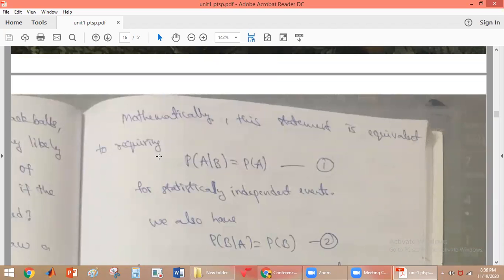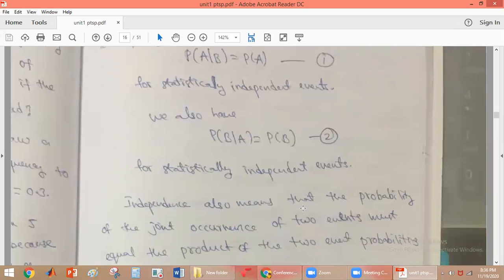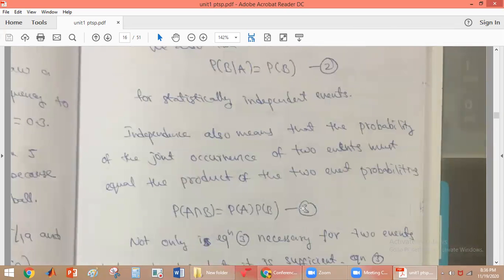So, probability of A given B. B has already occurred, but it does not affect the occurrence of A. That is why its value is the probability of A itself. Similarly, probability of B given A is equal to the probability of B itself. So, independence also means that the probability of joint occurrence of two events must be equal to the product of the two event probabilities.